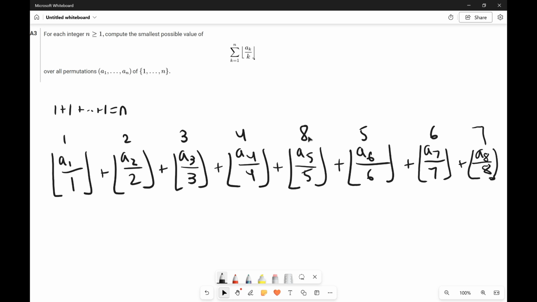However, if we try swapping the 8 and 4 now, then even though we get 4 over 5, we get 8 over 4, which is 2. So that does nothing to help. So we should probably not move the 8 down any further. Now we have 5, 6, 7, 8 among these last guys, and 1, 2, 3, 4 among these guys.